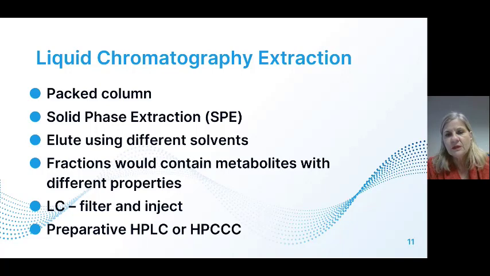And you can also use high performance countercurrent chromatography to once again separate into the different classes, or to remove your chlorophyll or your lipids in the process, using either one of those two instruments.